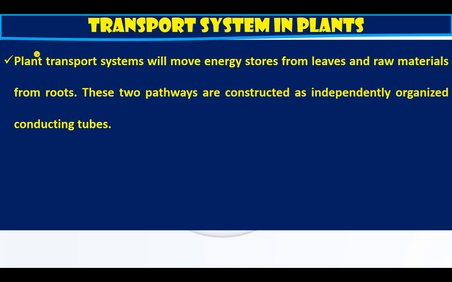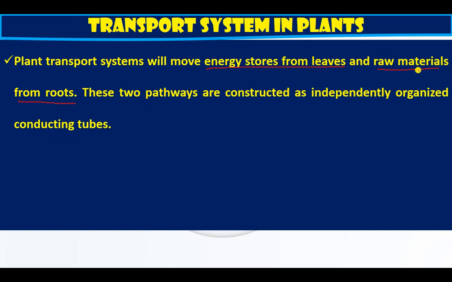Right. Plant transport systems will move energy stores from leaves and raw materials from the roots. These two pathways are constructed as independently organized conducting tubes. સમજો આરામથી, બે વસ્તુ ટ્રાન્સપોર્ટ કરવી છે. Energy stores from leaves and raw materials from roots.